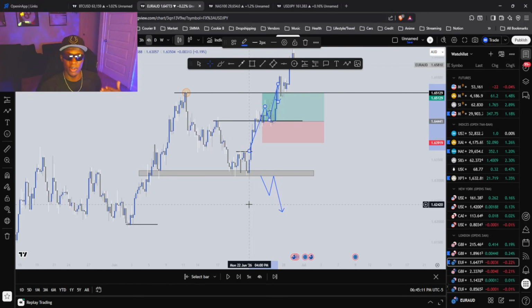So you can get your perfect entry from a break of a support and resistance, or you can get it from the break of a higher high, higher low, or lower low and lower high. But that's all I have for you guys today.